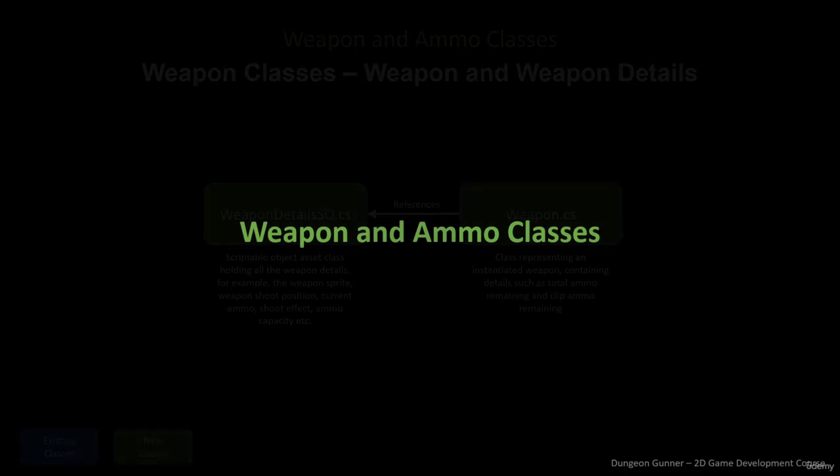In this lecture, we're going to start by looking at the weapon and ammo classes that we're going to use to support this functionality. It's really important before we actually launch into the code that we fully understand how our weapon and ammo classes all fit together to support the functionality that we need to create.